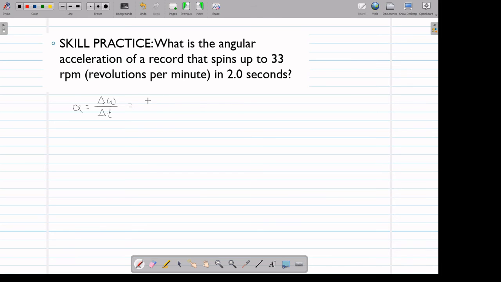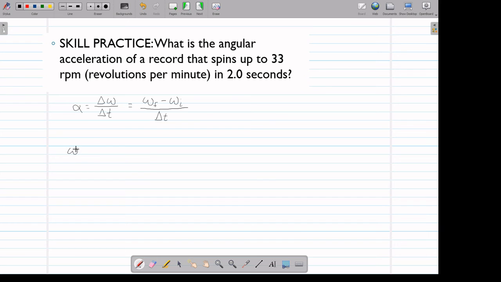And the change in angular velocity, we could write that as the final angular velocity, or omega f, minus the initial angular velocity, or omega i. And of course that's divided by the change in time, which we know is going to be 2.0 seconds. So we need to figure out, what is this final angular velocity? Well, it tells us that it's 33 revolutions per minute, but I'd like to change that into radians per second. Just keep everything in SI units.